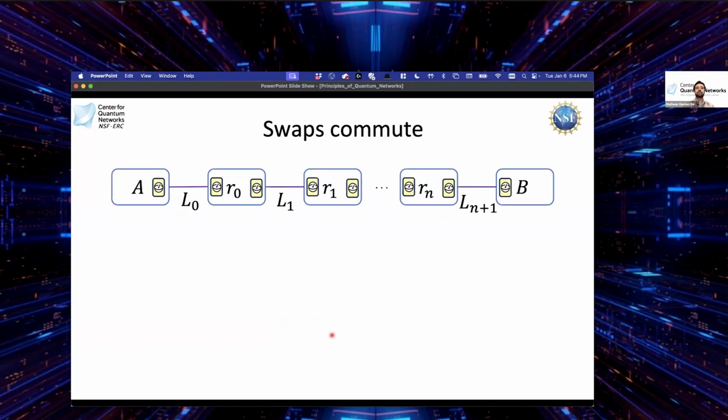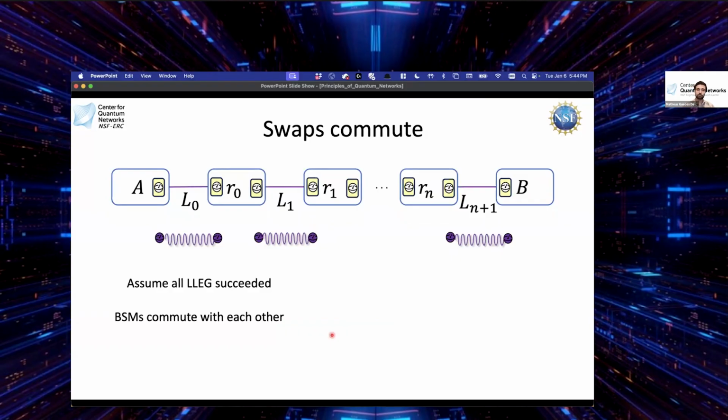Let's suppose that we have this repeater chain here interconnecting nodes A and B, and let's assume that we have generated all link level entangled states that we need to do communication between A and B. It turns out that the Bell state measurements we need to implement entanglement swapping commute with each other, meaning that we can perform any ordering of entanglement swapping and still distribute the same end-to-end entangled state under the assumption that we have no noise.